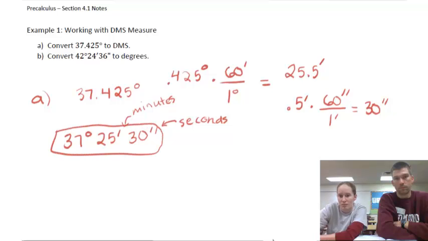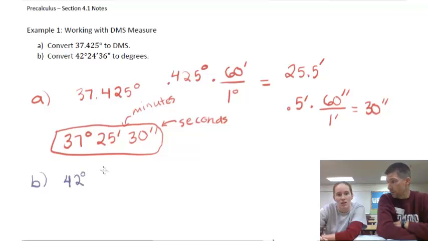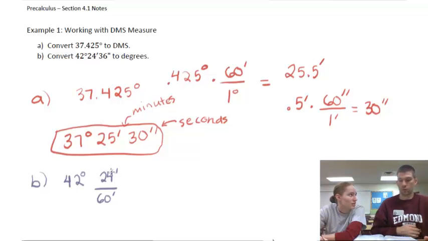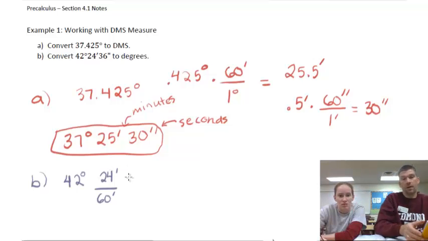Okay, and then part B. We want to go from degrees, minutes, seconds to just regular degrees. So we're going to do the opposite of multiplying first, once we get going, after we write down the problem. Basically, if we take 24 minutes and put it over 60 minutes, that's going to give us how many degrees it is. 24 over 60? Yeah, I feel like that's correct.